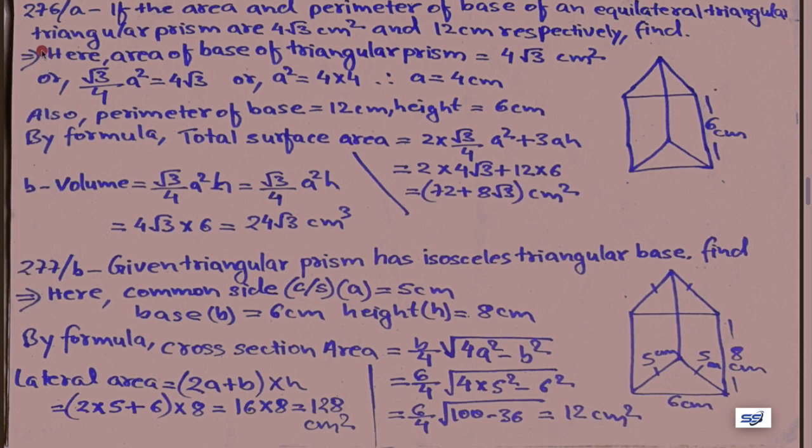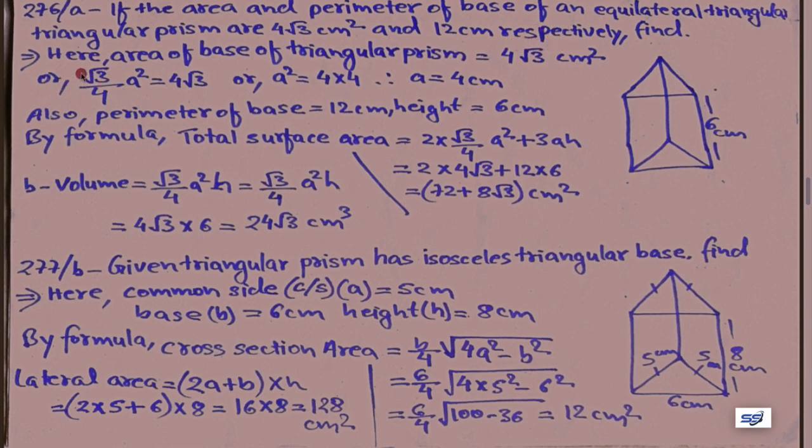Question number 276 upon A. If the area and perimeter of the base of an equilateral triangular prism are 4 root 3 centimeter square and 12 centimeter respectively, find. Now this is our prism, height given 6 centimeter and some more information given in the question here. 4 root 3 centimeter square area and 12 centimeter is perimeter.